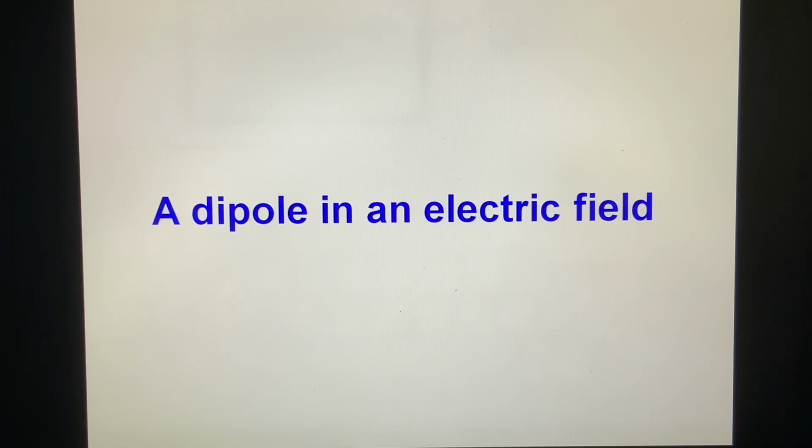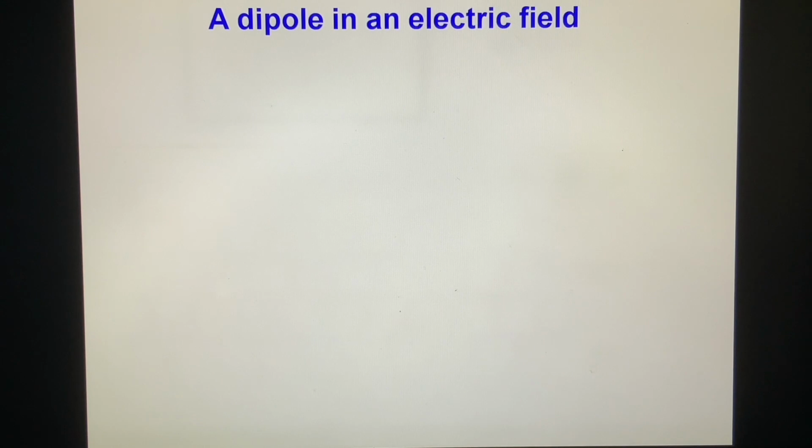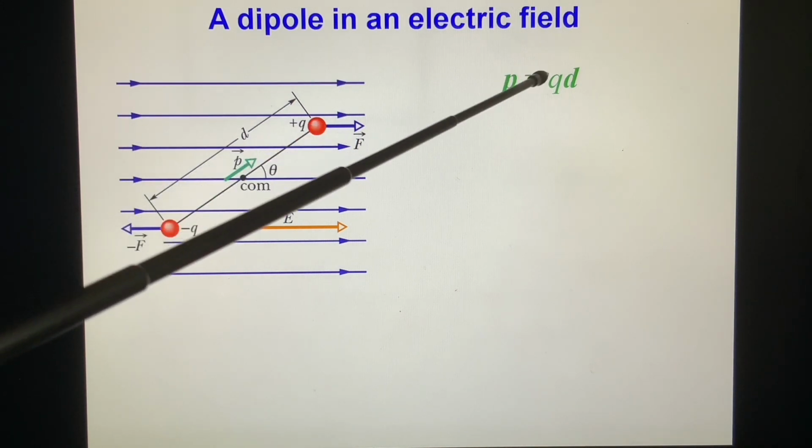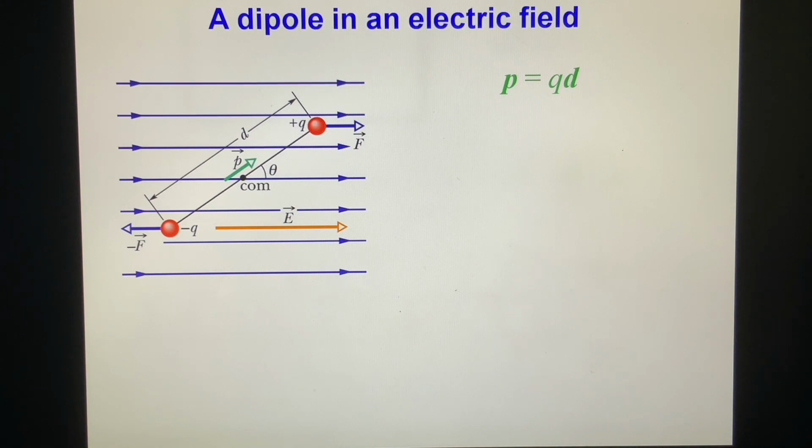A dipole in an electric field. This is a dipole, negative q, positive q, separated by a distance d, which defines p, the dipole moment, p equals qd. q is the charge each one carries, and d is the distance from negative to positive. It's a vector. And we have a uniform electric field E. The positive charge will experience a force F to the right, and the negative charge will experience a force to the left.